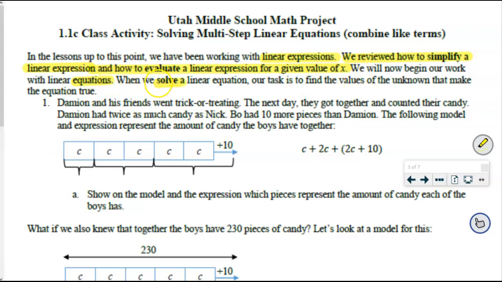Equations are solved. So when we solve a linear equation, our task is to find the values of the unknown that make the equation true. We just summarized all of this in our previous page, all about the vocabulary. So we are solving equations. These are going to be multiple steps.